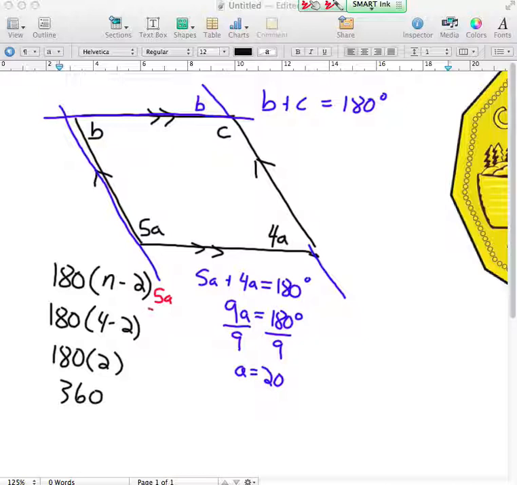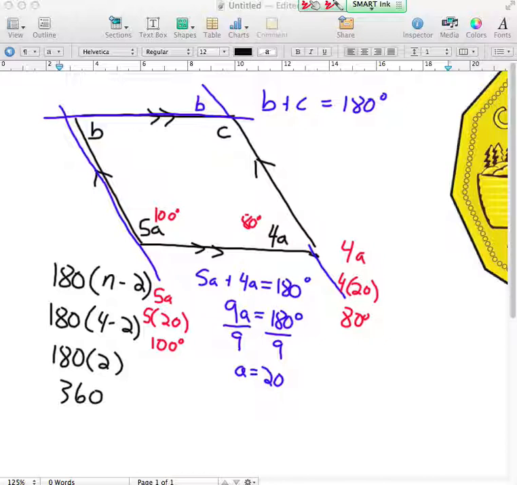Okay? So now here, if I want to try and figure out what 5A is, so 5A is going to be 5 times 20, or 100 degrees, and over here, 4A will be 4 times 20, or 80 degrees. So now I know this one's 80 degrees, and I know this one is 100 degrees. Okay? So that's how that all works out.